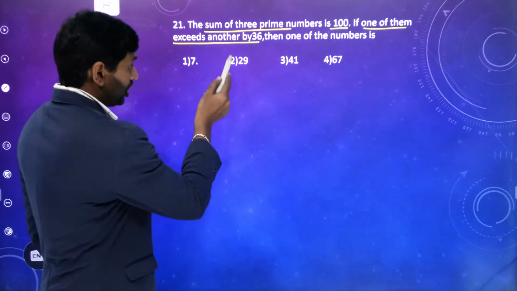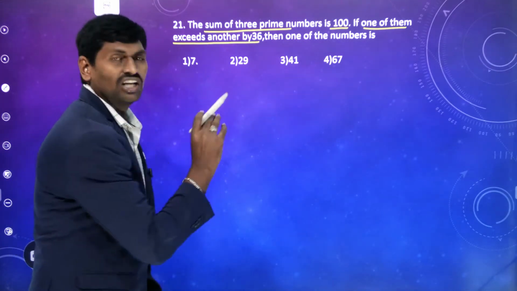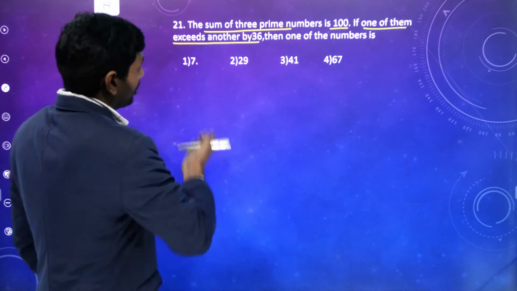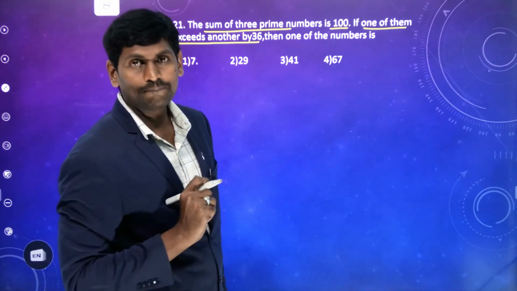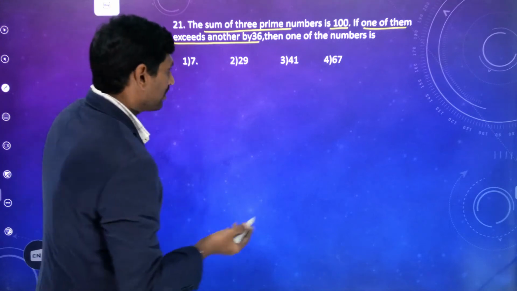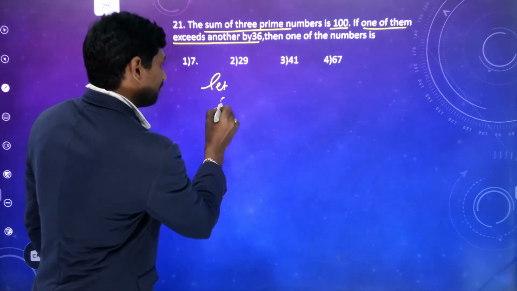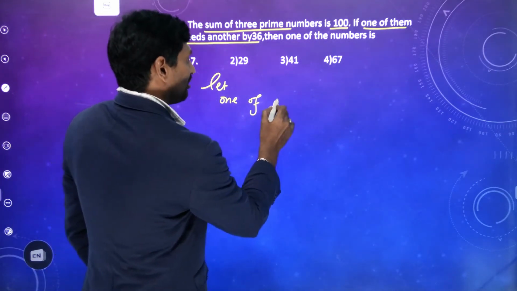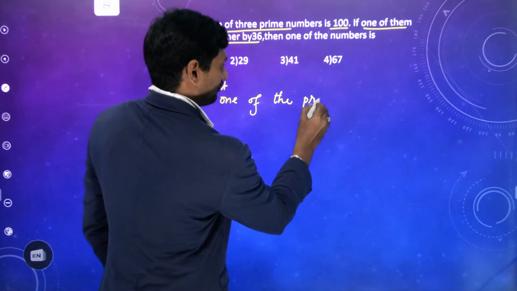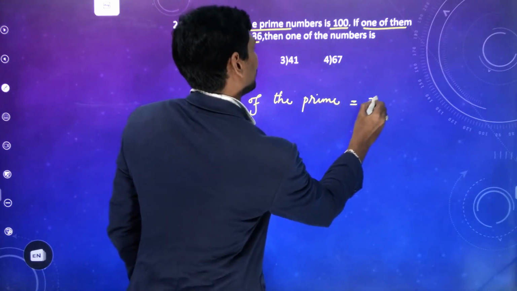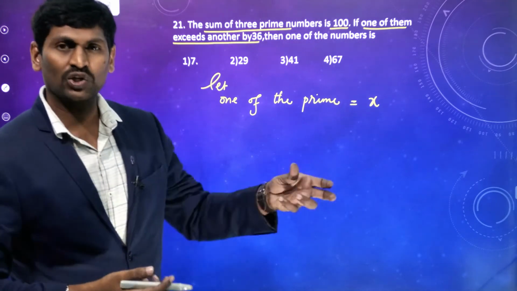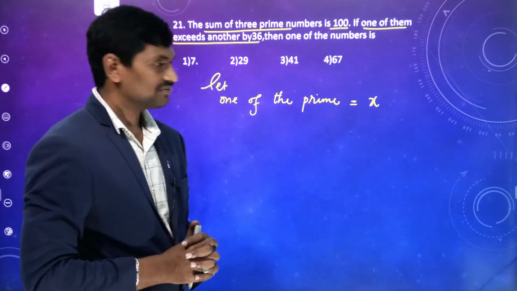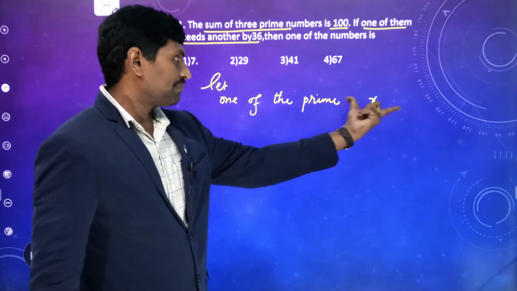7 is a prime number, 29 is a prime number, 41, 67, all are prime numbers. We have no chance of going through the options because all are prime numbers only. We have to do the process. I don't know the prime numbers exactly. Usual general method: for finding unknown values, we take x as a variable. So I am taking one of the prime numbers as x.